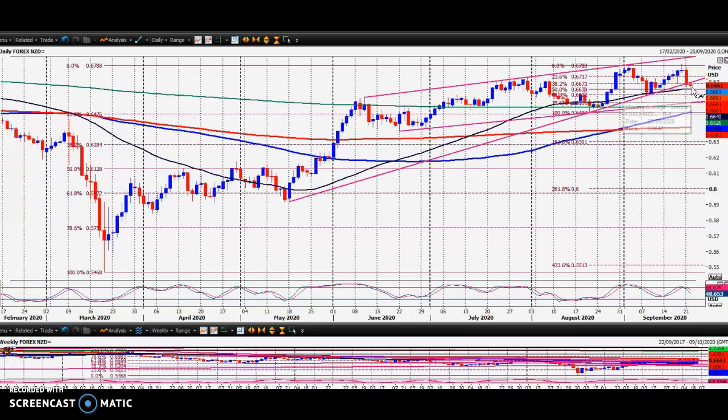What can I tell you? Yeah, that's the big level of the day. Obviously, we've got big resistance at sort of 67.70, 67.80, but I don't think we're going to see that again.